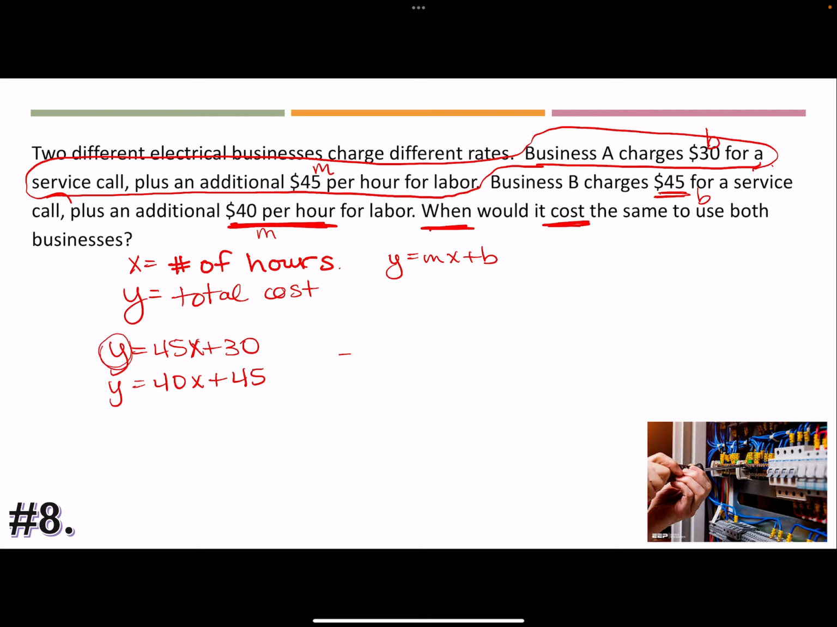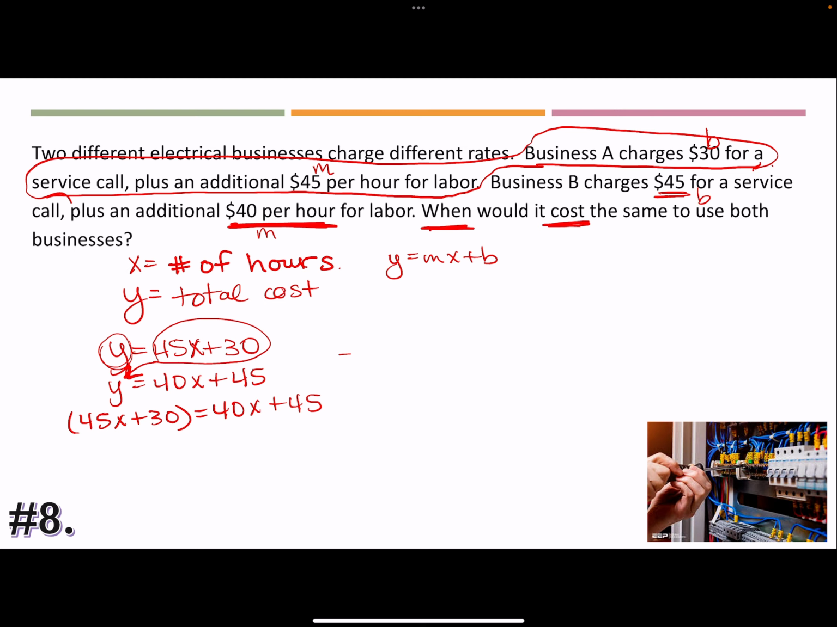I'll start with the top equation. This y is equal to this. So I'm going to plug that 45x plus 30 in for the other y. So for the other y, it's going to be 45x plus 30. And that's the only thing I have on that left side of the equal sign. And then equals 40x plus 45. So now I substitute it in. Now I have to solve.